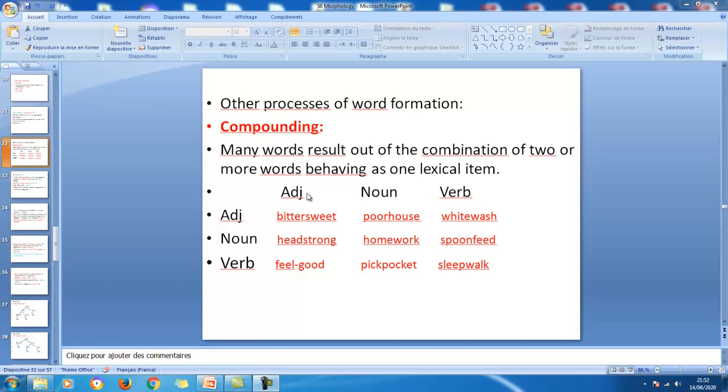We can combine adjective with adjective, adjective with noun, adjective with verb, or nouns with adjectives, nouns with nouns, nouns with verbs, and verbs with adjectives, verbs with nouns, verbs with verbs. For example, sleepwalk: we have two verbs here. So the general remark about compounding is that it is the combination of two or more words mixed together to form one lexical item, one word.